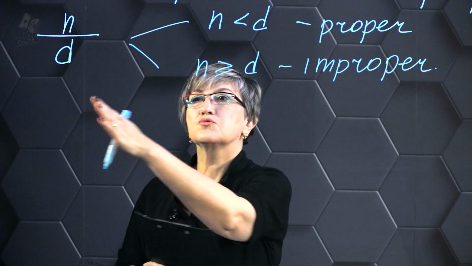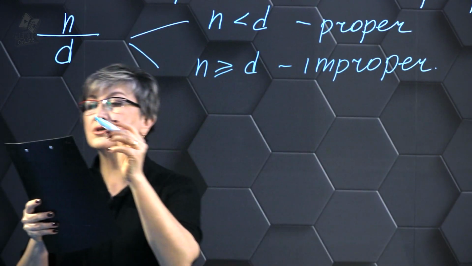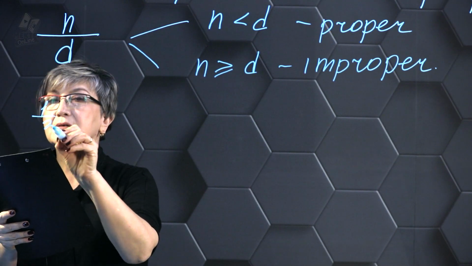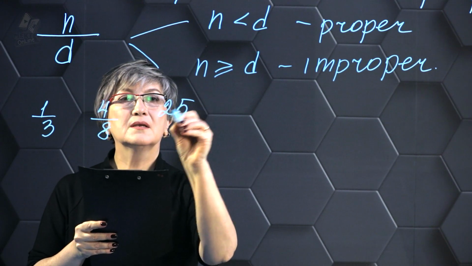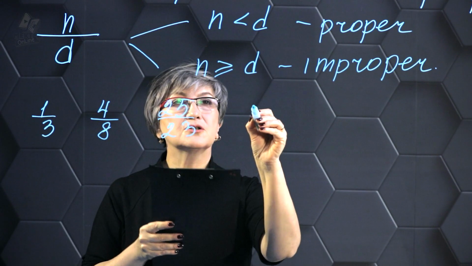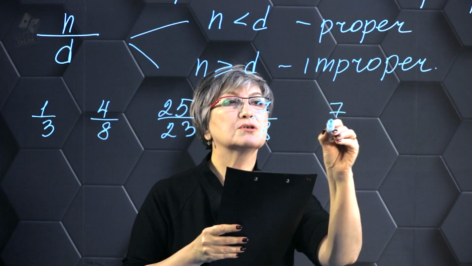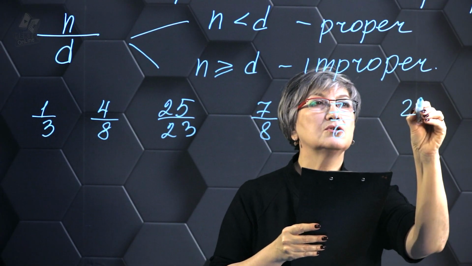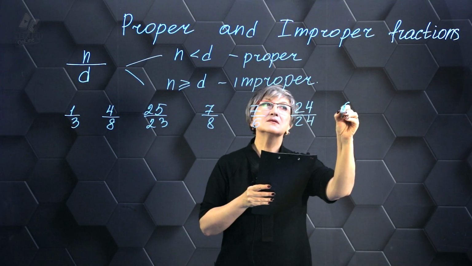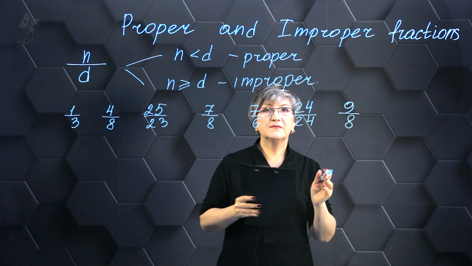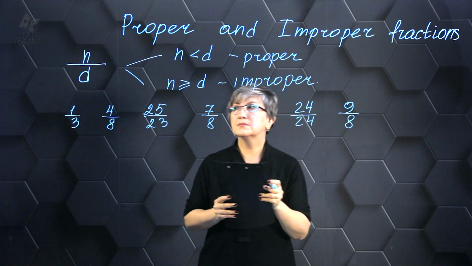Alright, I'll write down these fractions here and we'll divide them into two types. The fractions are 1/3, 4/8, 25/23, and 7/8. The next fractions are 7/6, 24/24, and 9/8. We should make two columns: proper fractions and improper fractions.